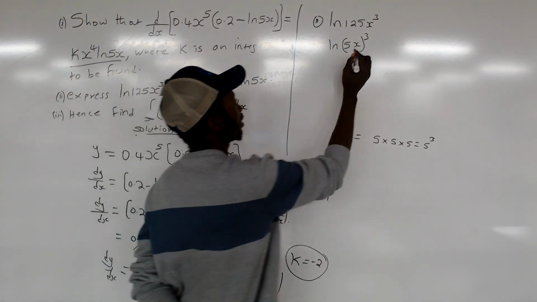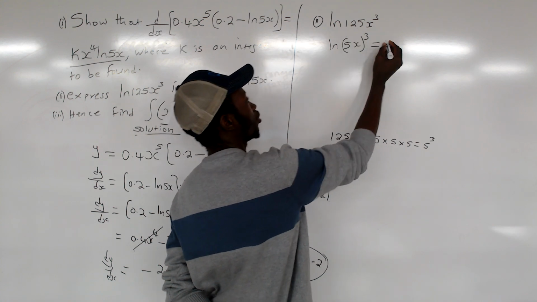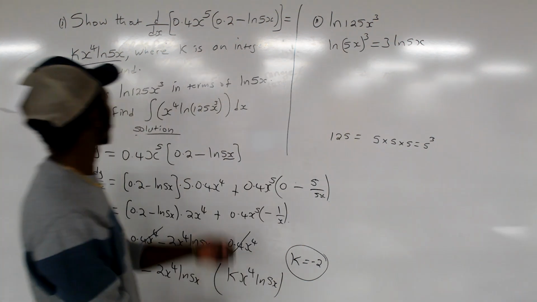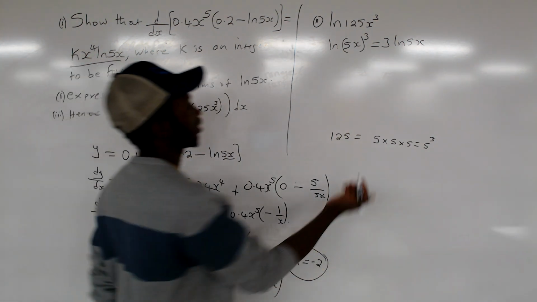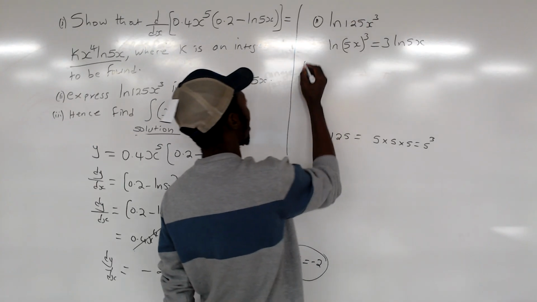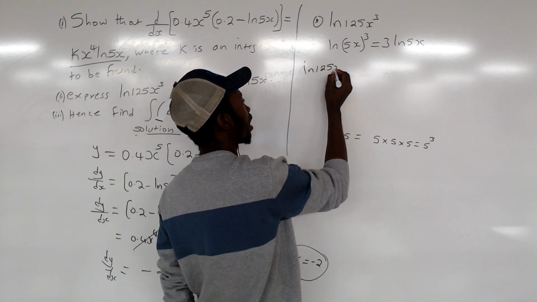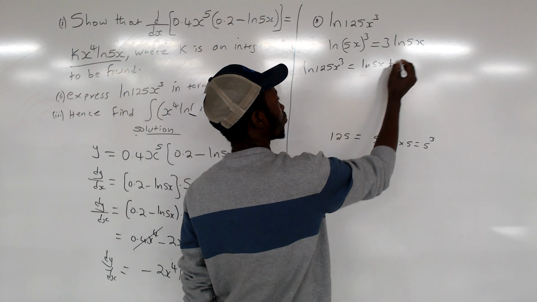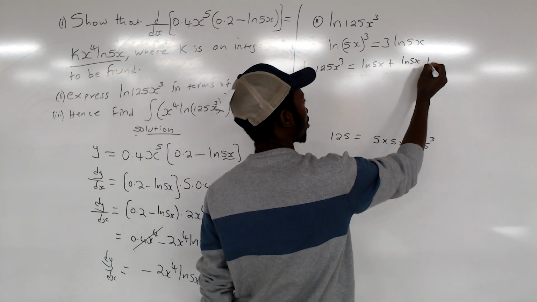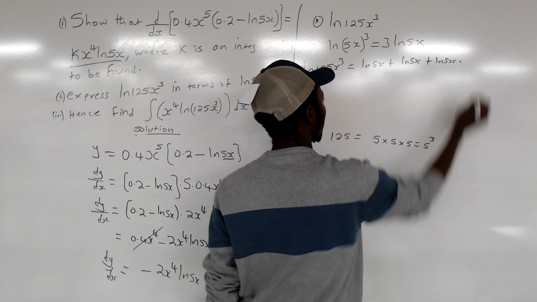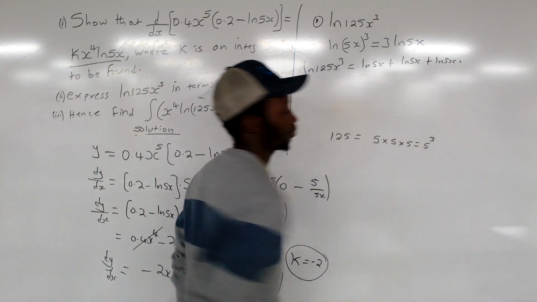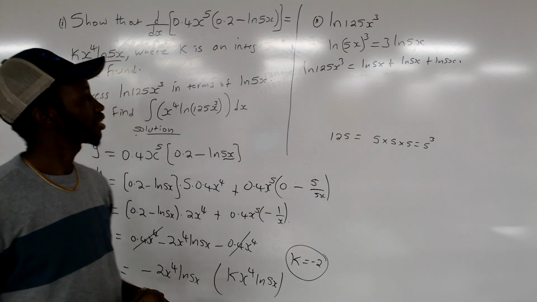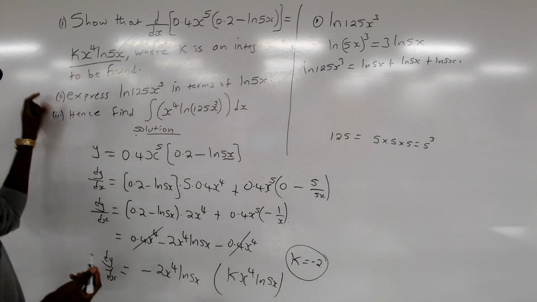But this again can be written as, when the 3 moves, you have 3 ln 5x. You see, it can be written in this form, but you can also rewrite it. ln 125x to the power 3 is 3 times ln 5x: ln 5x for one time plus ln 5x for the second time plus ln 5x for the third time. So this 3 ln 5x can be expressed as ln 5x plus ln 5x plus ln 5x. So this is the end of the second part.